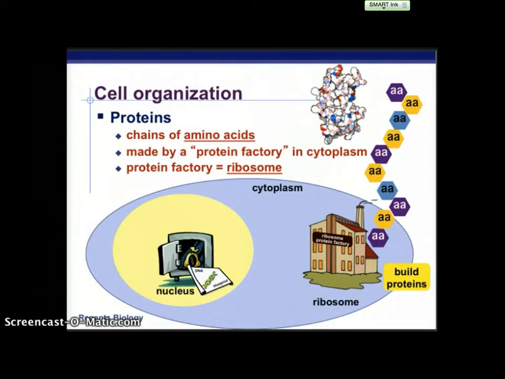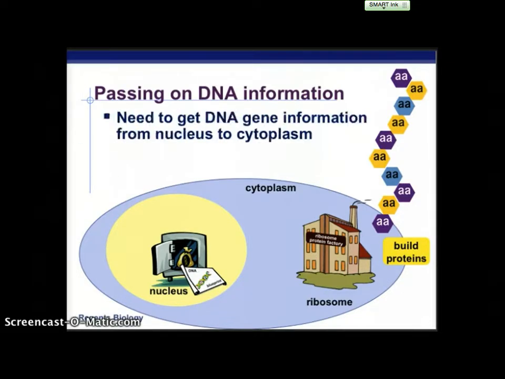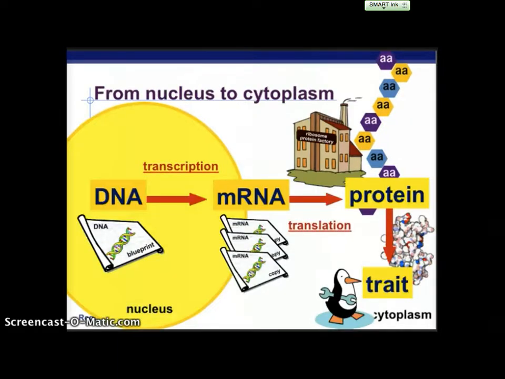They're in charge of building the proteins, and they do this by getting specific instruction from the DNA about which amino acids, how many, and what order. So how does the DNA pass the information about what type of protein to make to the ribosome? We need to get the DNA gene information from the nucleus to the cytoplasm. So we need a copy of the DNA. We do this by actually making messenger RNA. So we have the DNA, goes to messenger RNA, and then it's translated into protein, and then we get whatever trait it is that the DNA encoded for.